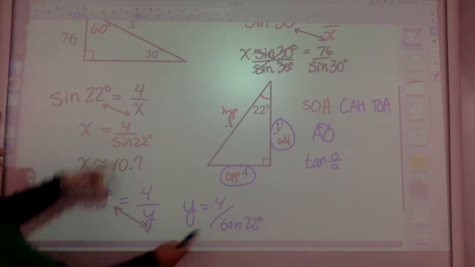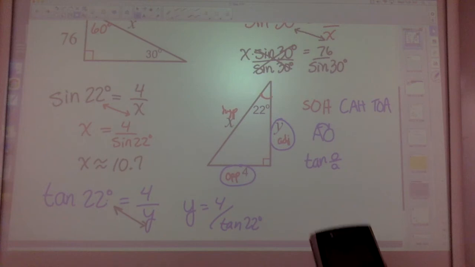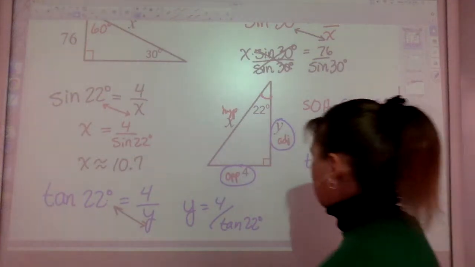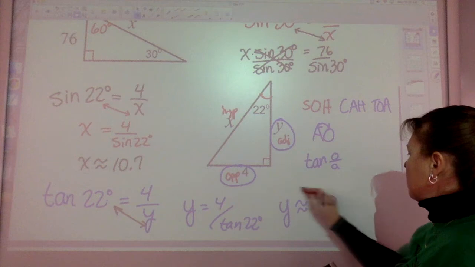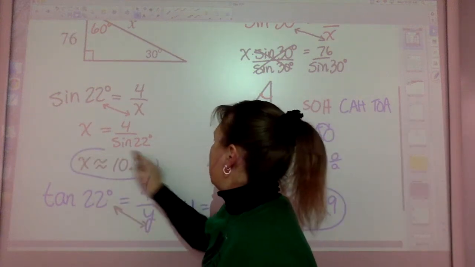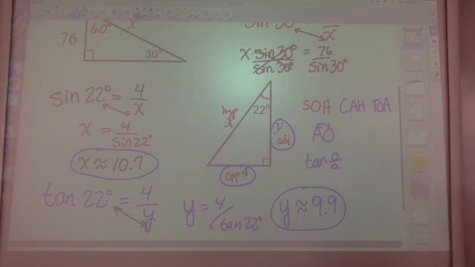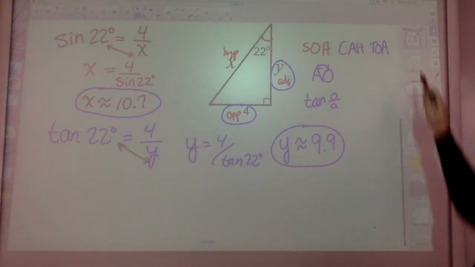Looks almost the same, but the fact that we're using the tangent ratio instead of the sine ratio is going to be different. So 4 divided by tangent 22 degrees equals 9.9. A little bit smaller than the hypotenuse. y is approximately 9.9. It does have to be smaller than the hypotenuse. It doesn't have to be a lot smaller. If you wanted to check your answer, you could use the Pythagorean theorem, but it's going to be off a little because of the decimals. All right, let's try another one.